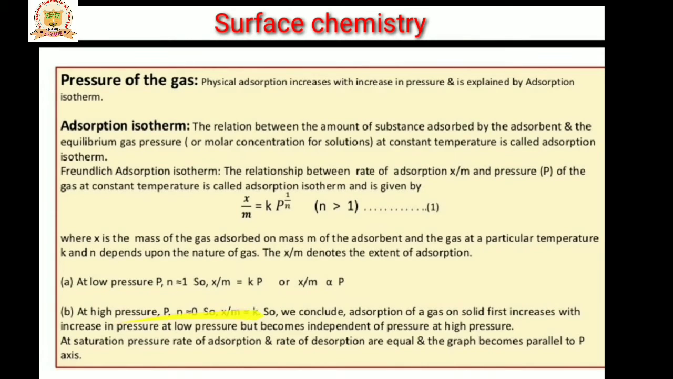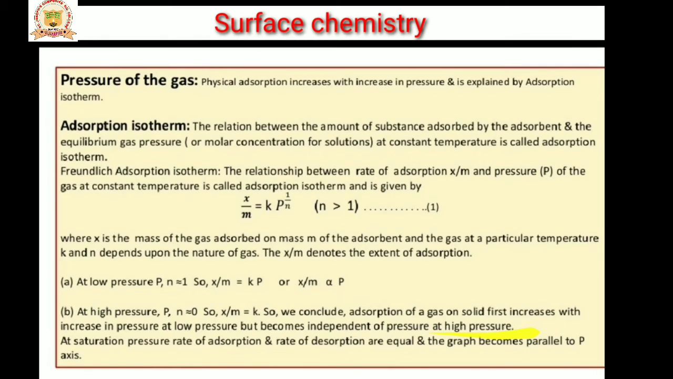At a high pressure P, 1 by n value is equal to 0. So x by m is equal to K, because 1 divided by n becomes 0, and P raised to 0 means 1. There x by m is equal to the K value. So we conclude that adsorption of gas on the solid first increases with increase of pressure at a low pressure, but at high pressure it is independent of the pressure.